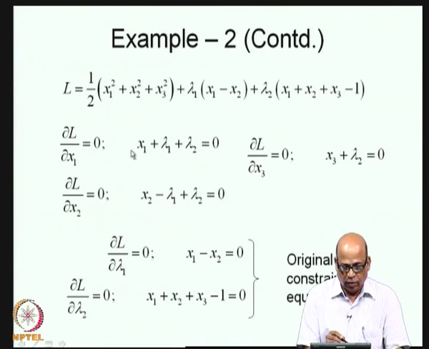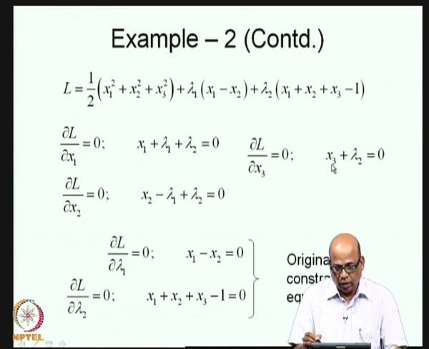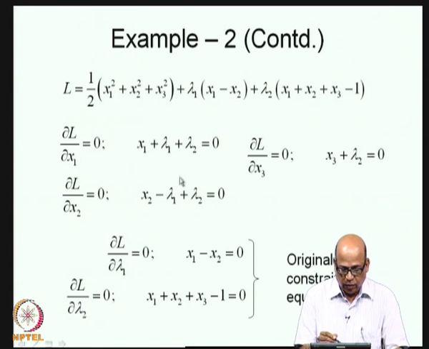So, dL by d x 1 is equal to 0 gives me x 1 here plus lambda 1 plus lambda 2 is equal to 0. I am differentiating with respect to x 1. Similarly, differentiate with respect to x 2, you get 2 x 2 here divided by 2. So, x 2 minus lambda 1 plus lambda 2 equal to 0. So, this is the differential of L with respect to x 2. Then with respect to x 3, 2 x 3 by 2. So, you will get x 3, there is no x 3 term here, and plus lambda 2 is equal to 0. So, you get 3 equations here, 1, 2 and 3.